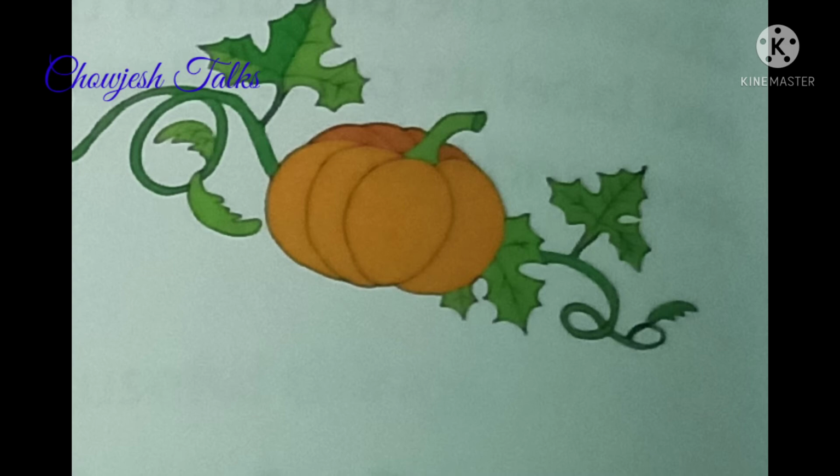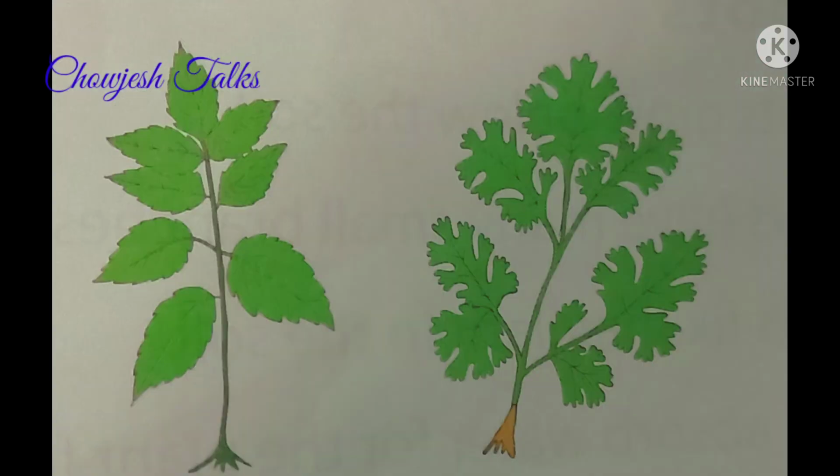This is a creeper. Creepers are plants with weak stems. They grow along the ground. These are herbs. Herbs are small, weak plants. They have soft, thin stems. They have a nice, pleasant smell.